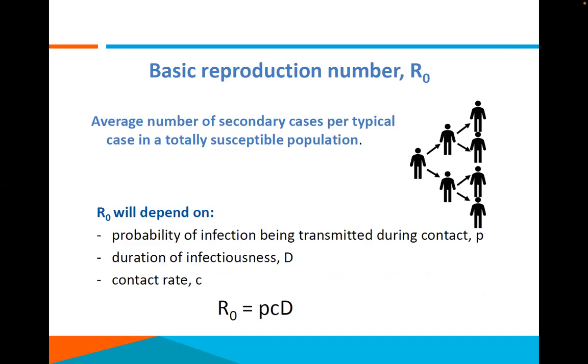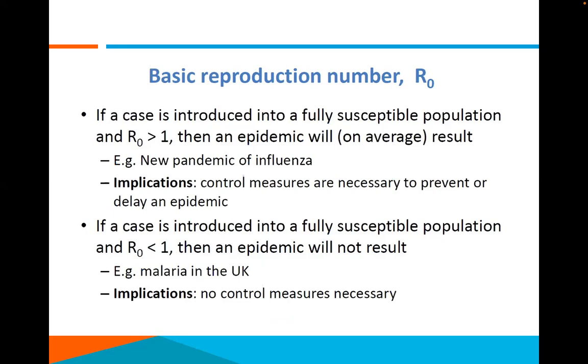So the basic reproductive number is the average number of secondary cases per typical case in a totally susceptible population. Our R0 will depend on the chances of an infection being transferred during contact, which is P, then the length of time of infectiousness, being D, and the rate of contact, C. So it's always given by the probability of infection being transmitted, multiplied by the rate of contact and the time for which one is infected. And that gives us the basic reproductive number.